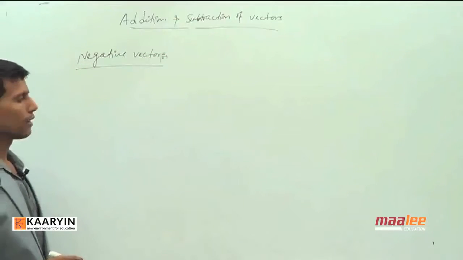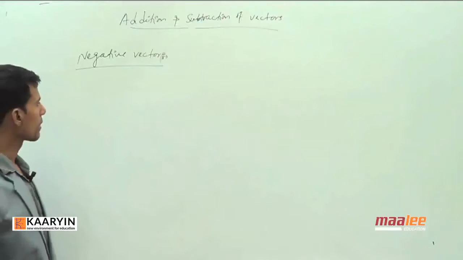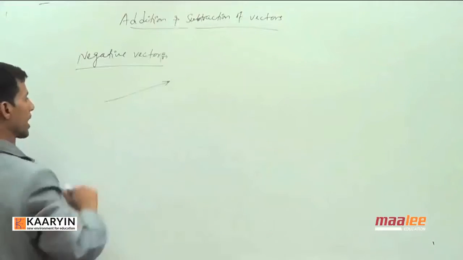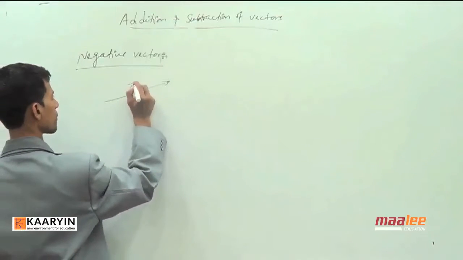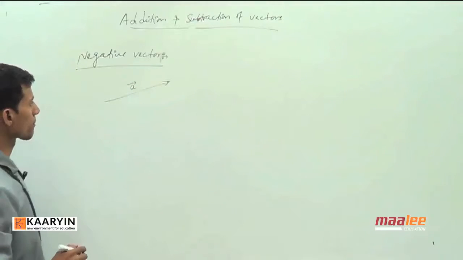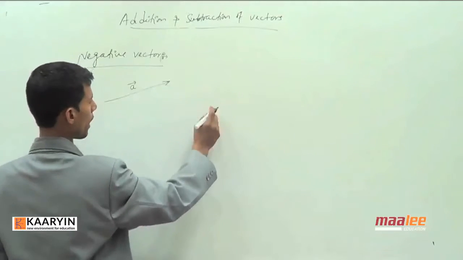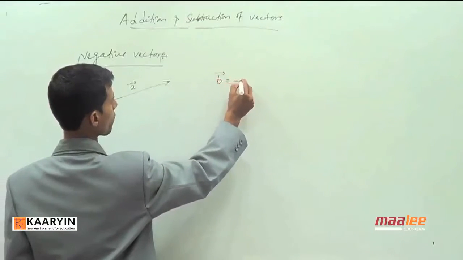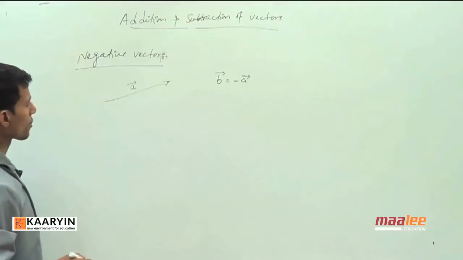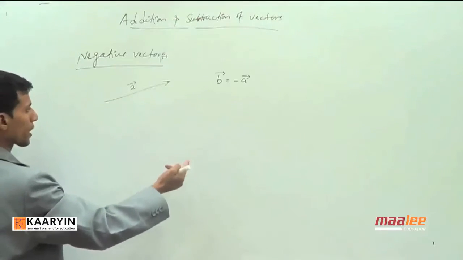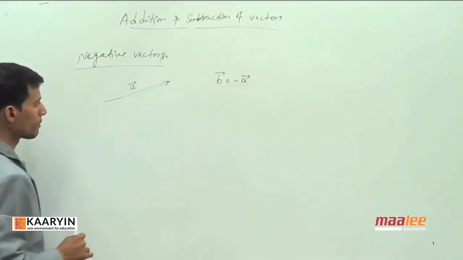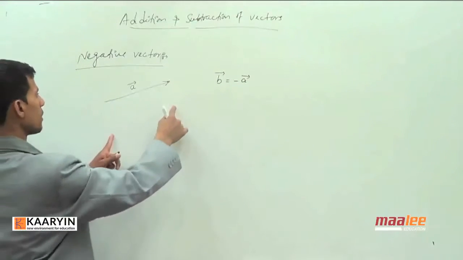Suppose I have a vector A indicating this direction. Let me call this vector A. If I need to find the negative of this vector, let me say I want a new vector B that is equal to minus A. As you can see, I am just changing the direction of vector A, which is indicated by the minus sign here. I am not changing the length of the vector.